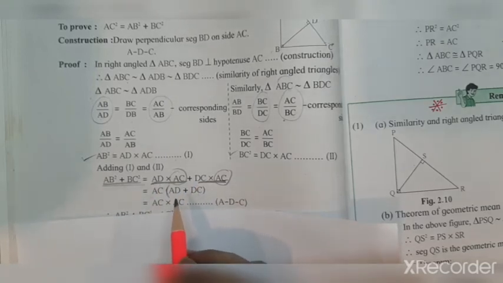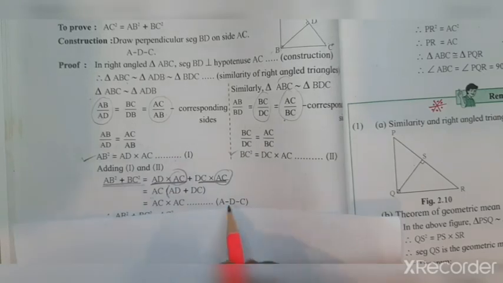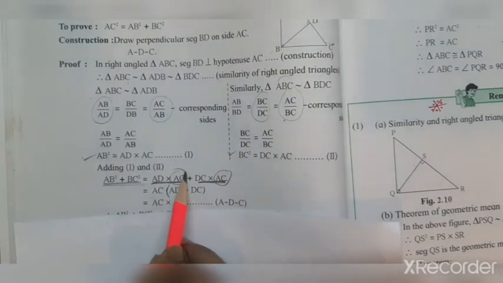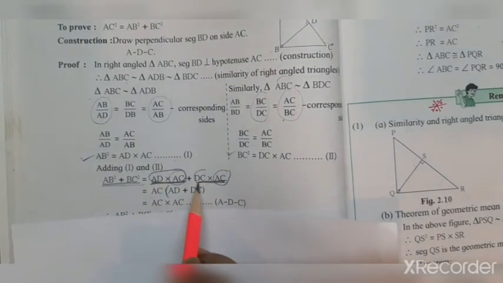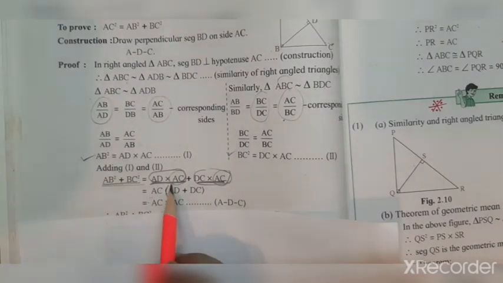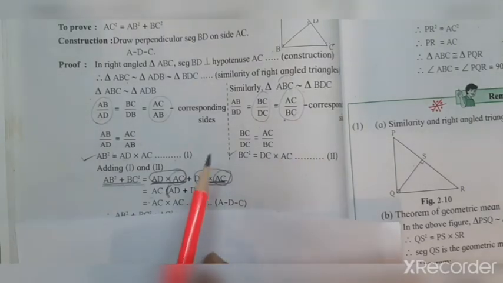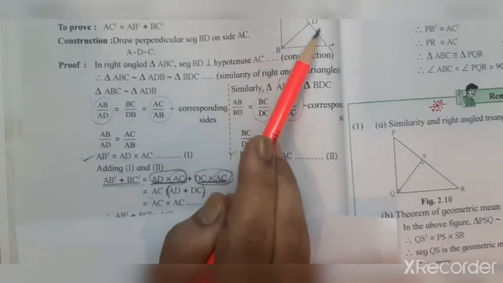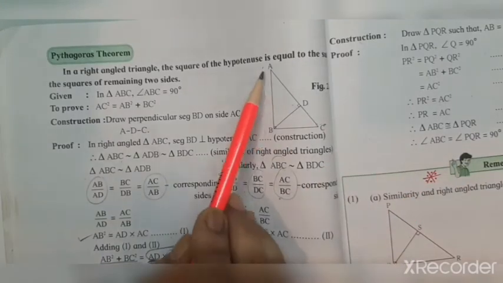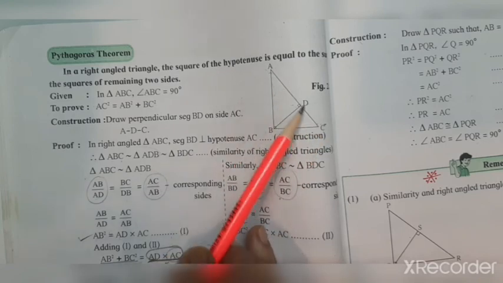This kind of thing you have done in the earlier standards also, where we take a common factor out and whatever remains goes in the bracket. So from AD into AC and DC into AC, AC is common, which we take outside the bracket, and what remains goes inside the bracket. Now what remains? AD plus DC. If you look at the figure, what is AD plus DC? AC.